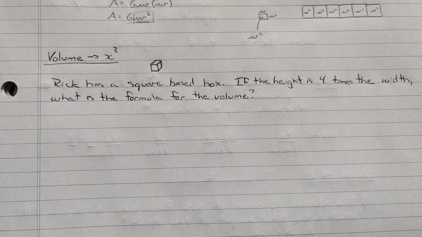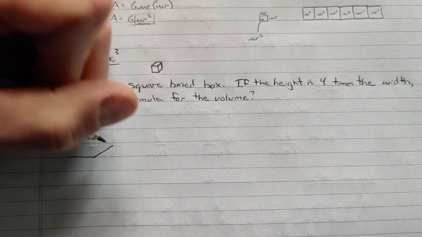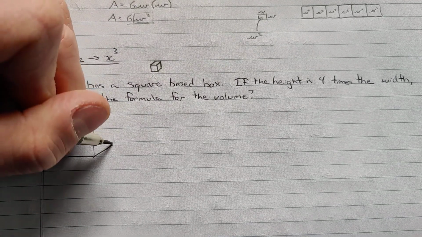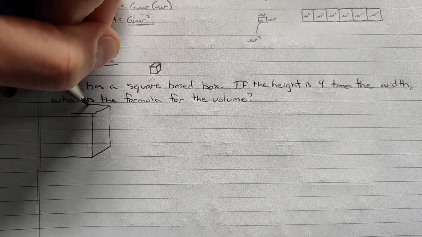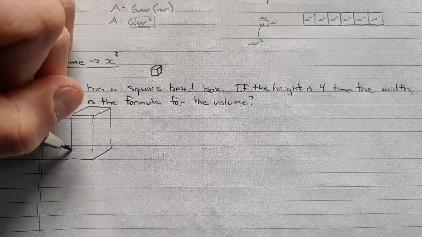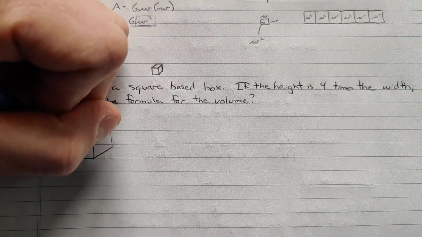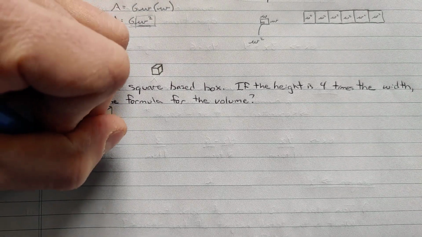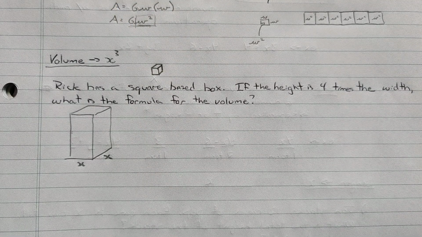So in the case here, we have Rick with a square base box. So he's going to have some sort of box with a square base, and then we don't know the height. So I'll just draw it here. Here's my representation of it. And so it's a square base box. So we know the length and width of the box are the same because it's a square base. So we can use a variable like x. So the length and width of the box are x by x. That'll make a square base.